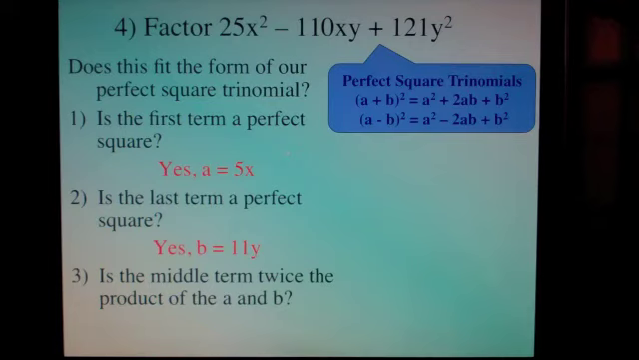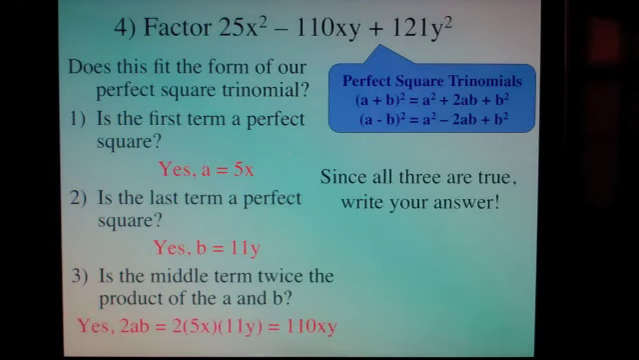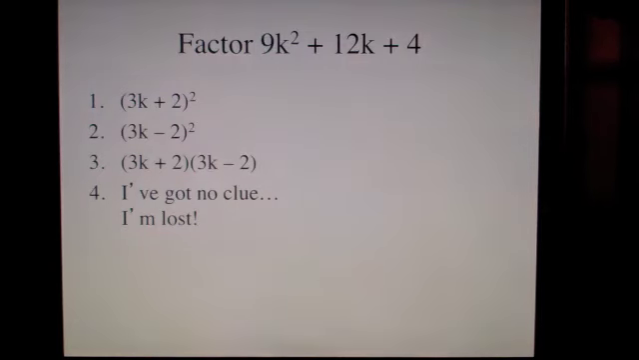Okay, a times b would be 55xy, times 2 is going to be 110xy. Alright, since all three of these are true, we can write our answer using the shorthand, and we can come up with 5x minus 11y squared. Now, you give this one a try, pause the video, and when you hit play, I will give you the correct answer.